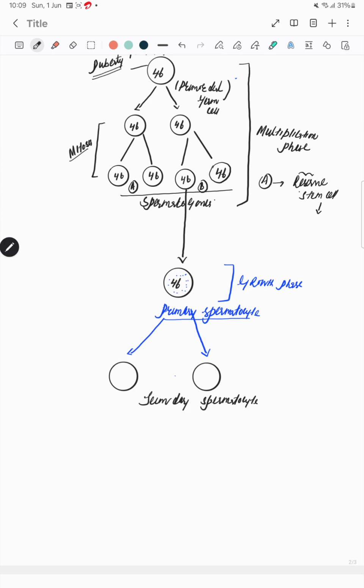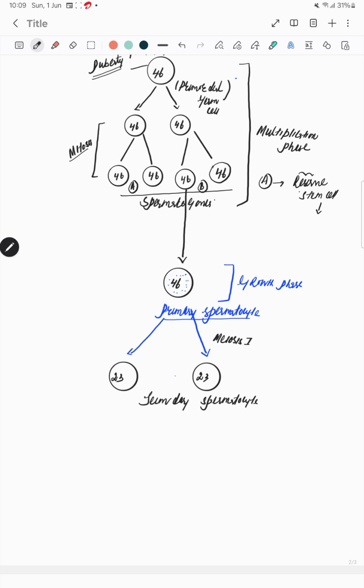The primary spermatocyte divides and that division is the meiotic one division. So here the cells divide but there is no mitosis. This is meiosis first division or reductional division. Why is this meiosis first? Why is this reductional division? Sir, there is a change in the number of cells. Two cells are formed but there is reduction of chromosomes.